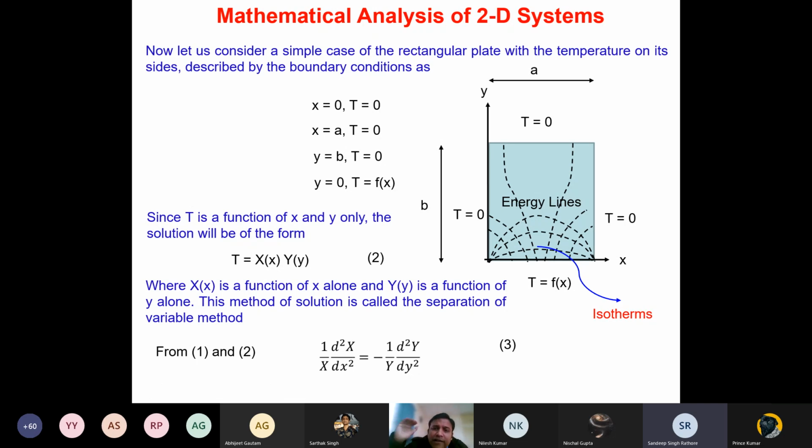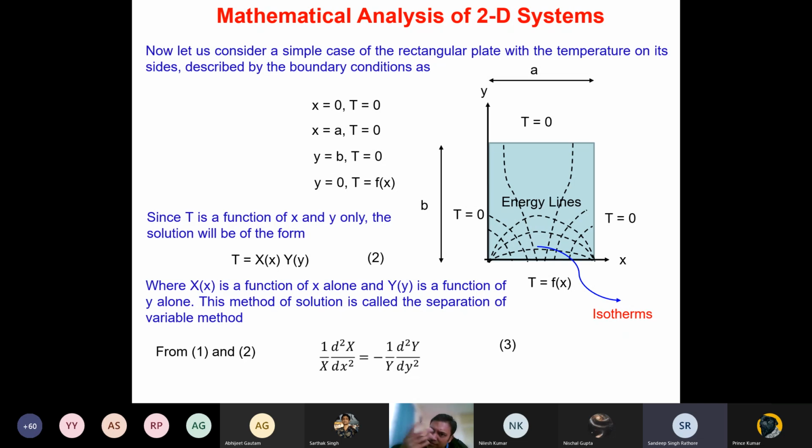That's why we are calling it variable separation. We are selecting this X and Y such that these are functions of x and y alone, where X is a function of x alone and Y is a function of y alone. We are assuming a solution like this. We will see whether this makes sense or not.